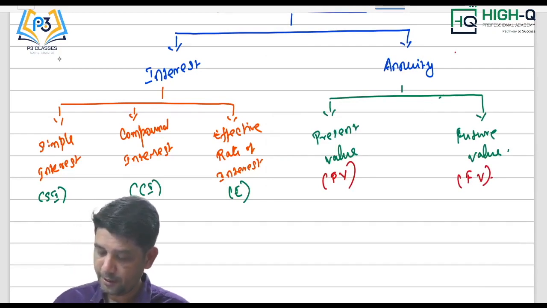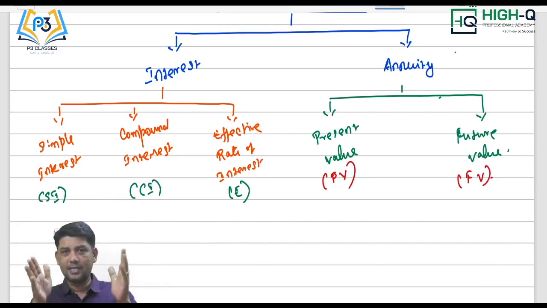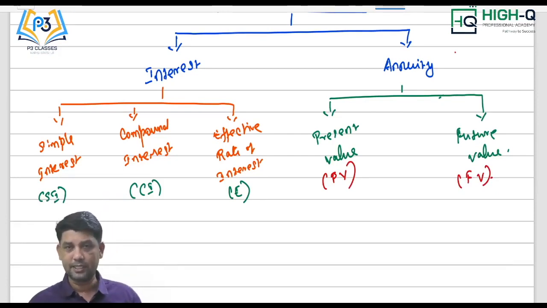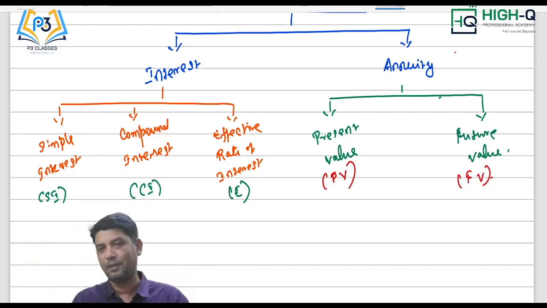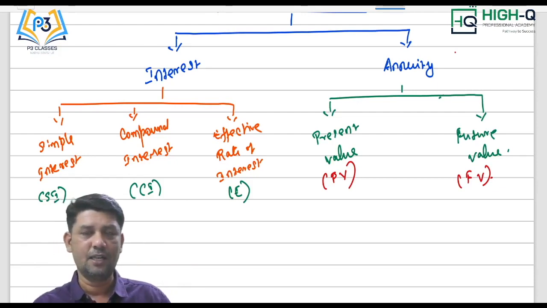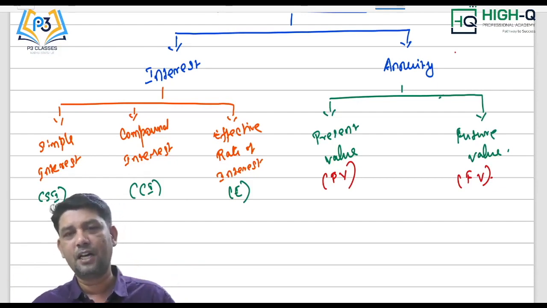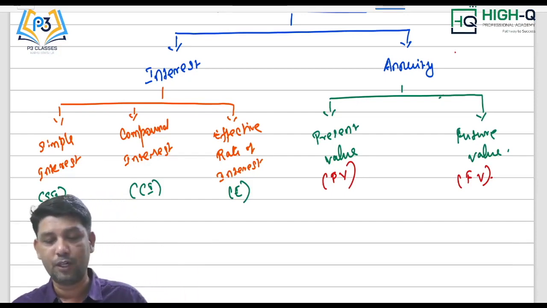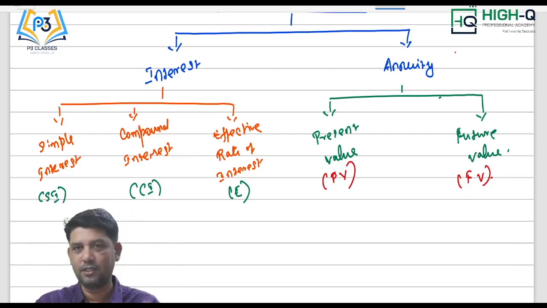Guys, listen here. Most of you may have this query: sir, I understand what is annuity and all, but I have a problem with one thing. When to use present value, when to use future value. Many times I find it a little difficult. I can remember the formula, but I'm a little confused about when to use present value and when to use future value. Of course, my dear, in this session or tomorrow's session, I'm going to answer that.